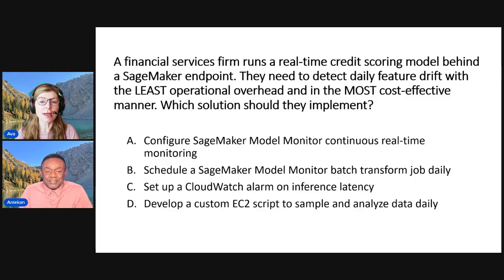Let's look at why the other ones are incorrect. Continuous monitoring is going to be too resource intensive in this scenario. Latency alarms track performance, not drift. And the custom EC2 script is going to be, frankly, a bit of a maintenance nightmare. Yeah, absolutely. All right, very cool. Thank you for that, Ava.